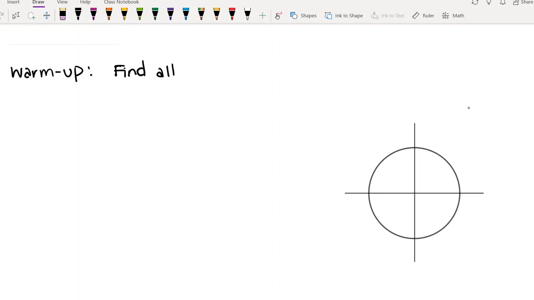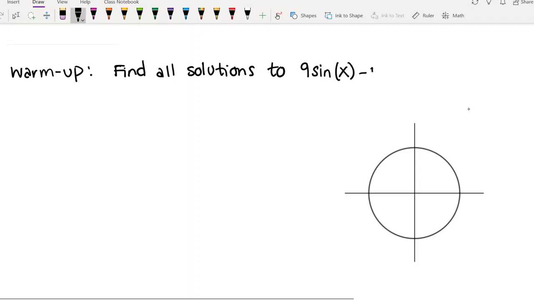Find all solutions to the equation 9 times sine of x minus 4 is equal to 0. So pause the video, try to do this yourself. You'll probably want a calculator handy, and then we'll go over it together.